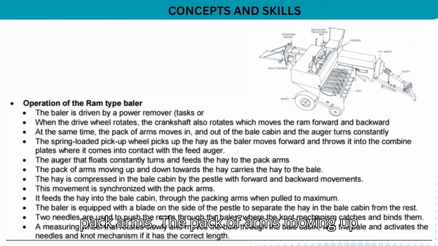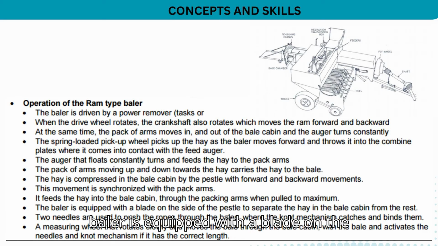The pack arms moving up and down carry the hay to the bale chamber. The hay is compressed in the bale chamber by the ram with forward and backward movements. This movement is synchronized with the pack arms. It feeds the hay into the bale chamber through the packing arms when pulled to maximum.